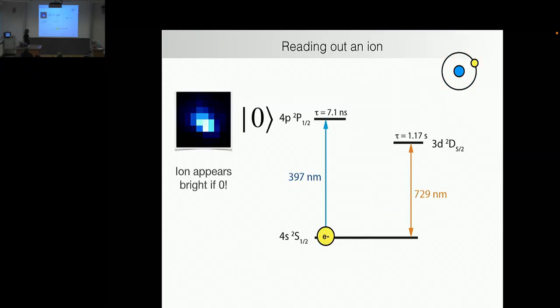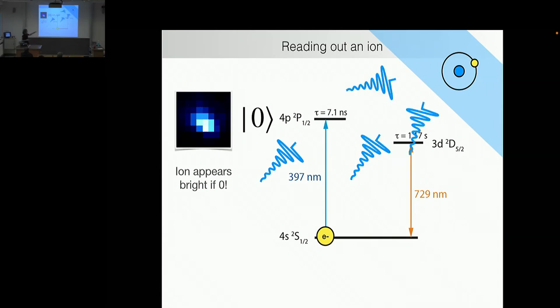The next thing is that I want to know in which state the ion is. I can do this by using another orbital, a p orbital, which doesn't live for very long. It lives for 7 nanoseconds. If I throw my ion up there, again using a laser, it will immediately come back down and emit a photon, which is blue. These blue photons can be collected, and you can look at them on a camera. Actually, you shoot a laser, it will emit many photons, one every 7 nanoseconds at most, and then you see this on a camera.